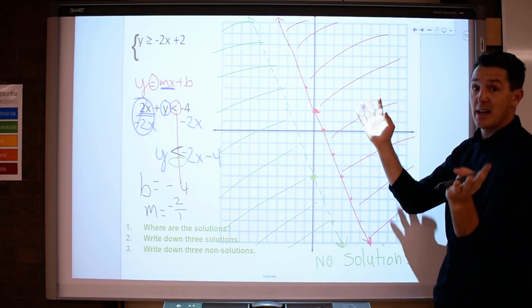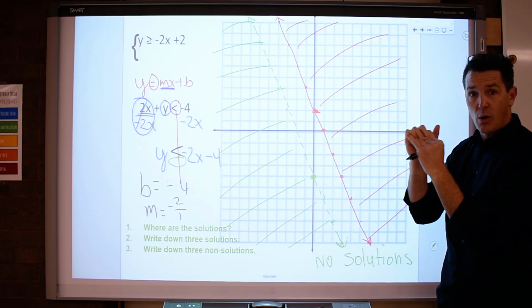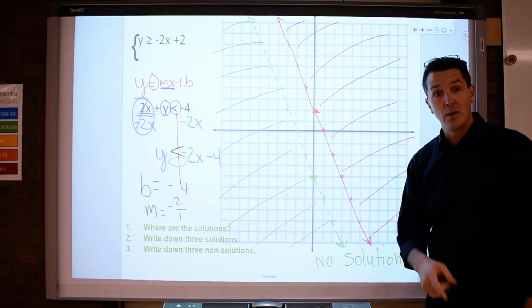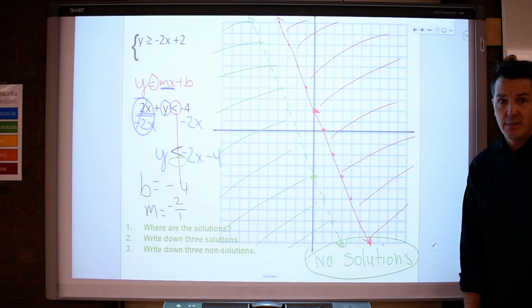If you have parallel lines and they do shade, it's just parallel lines. And so the answer is where they overlap. So hopefully you can do that. Just know that if you see a parallel line, then it's no solutions.